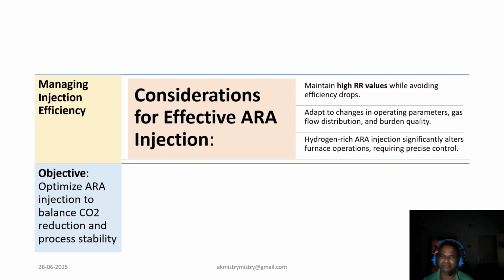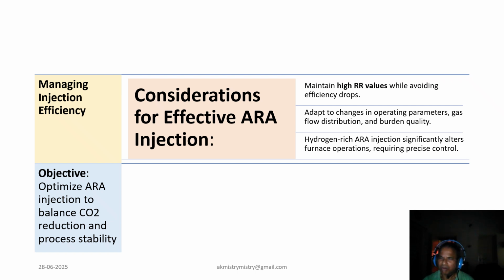So managing injection efficiency, what is that smart way? Here we want to show you that efficiency can drop for many reasons, and a few of them are: the raceway gets cooler with hydrogen-rich ARA, gas flow may become uneven, and some ARA do not fully react in time. So this is where blast furnace science matters. The raceway is a fast-reacting, high-temperature zone, and if ARA doesn't convert fully there, it creates soot or unburned residue.